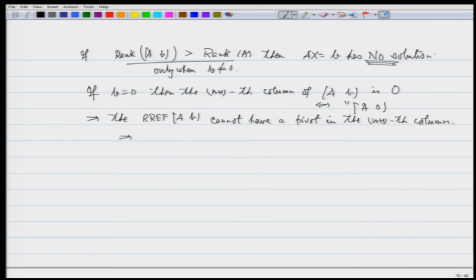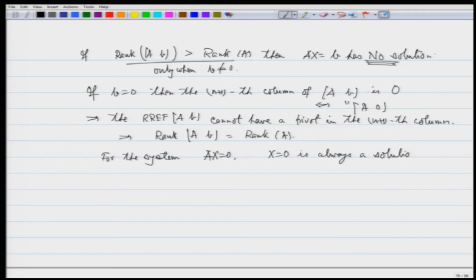and this will imply that the rank of AB will be the same as the rank of A, and we already know that for the system Ax equal to 0, x equal to 0 is always a solution. Fine, all right. Now, let us take another example to proceed further.